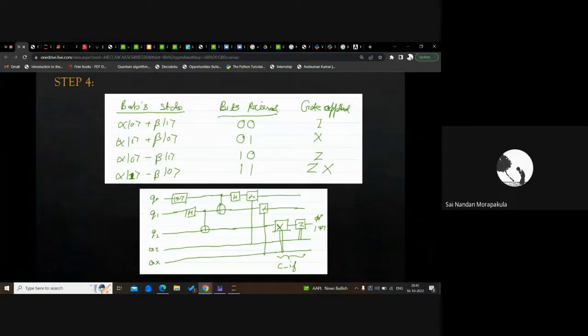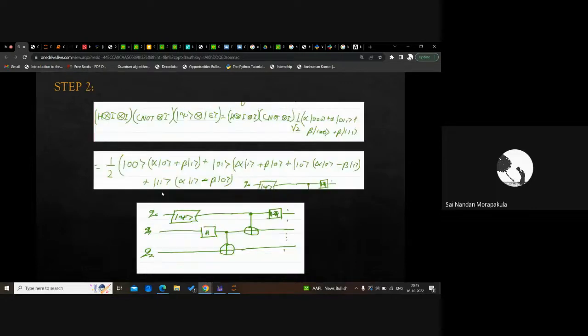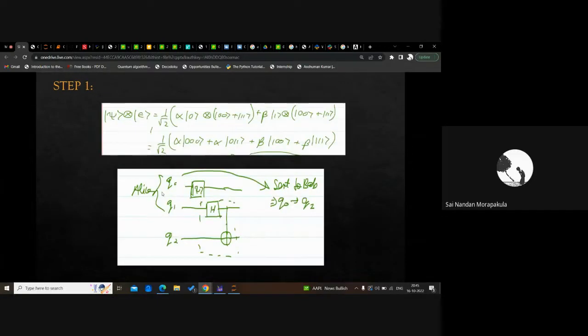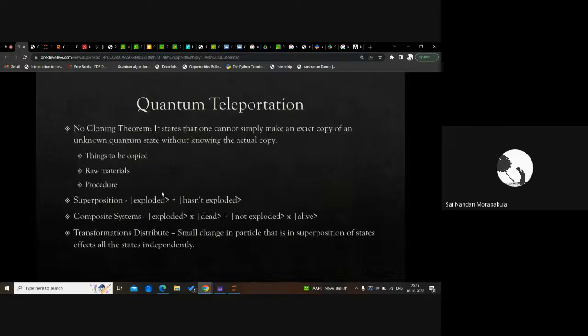So that is what quantum teleportation and the no cloning theorem is. Basically, the no cloning theorem says you cannot create an exact copy of a qubit state or of a quantum state. I'm just taking you through it in a very brief way.